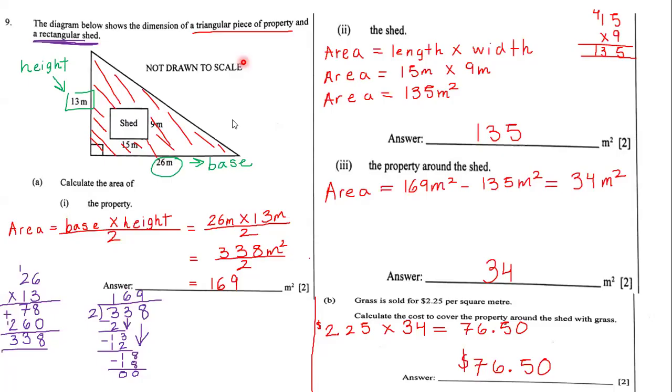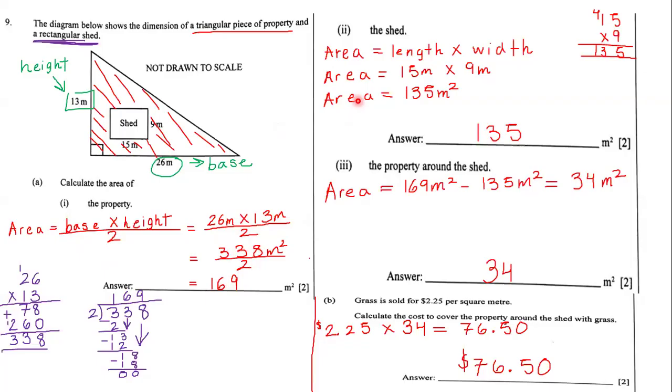Yes, sir. Okay. Can you explain how we got these answers? Start from A. For A, you have to find the area. For the area, you have to do base times height divided by 2. The base is 26 meters times 12 meters over 2. And 26 meters times 13 meters is 338 meters squared. Divided by 2 is 169. Mm-hmm. Next one.